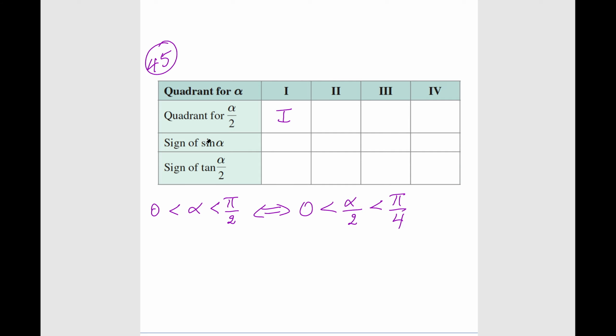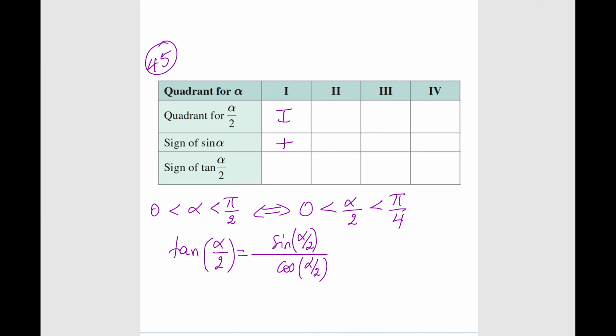And then what can you say about sine of alpha? Well, if alpha is in quadrant 1, the sign there is positive, right? Sine and cosine actually are positive in quadrant 1, so sine is positive. How about the tangent of alpha over 2? So alpha over 2 is still in quadrant 1. The tangent is going to be sine over cosine, right? So tangent of alpha over 2 is the sine of this angle alpha over 2, divided by the cosine of that angle alpha over 2.